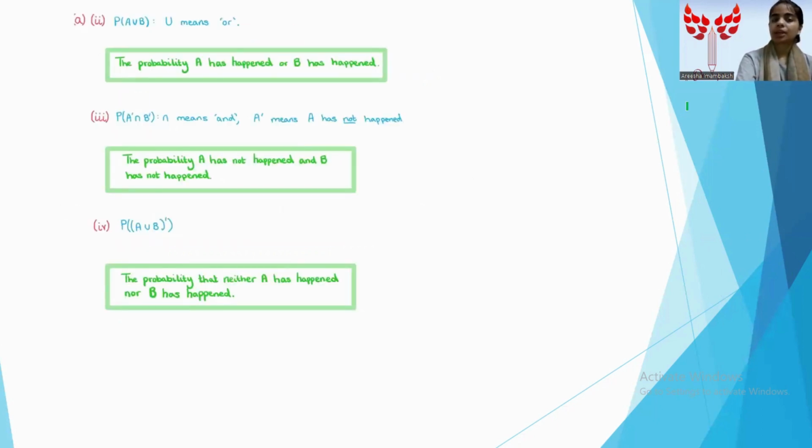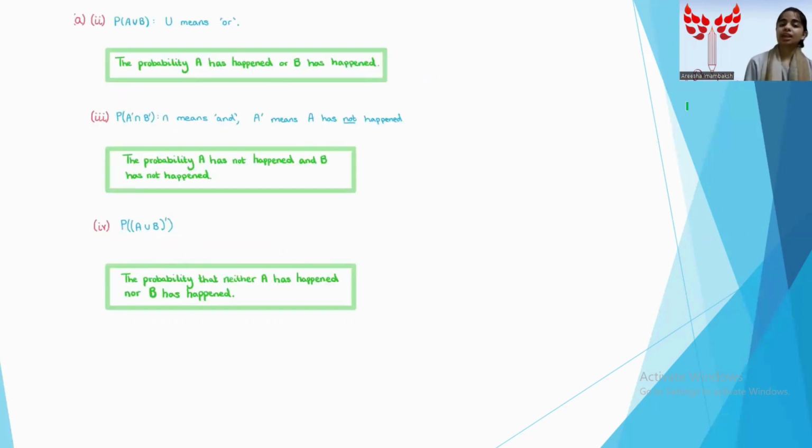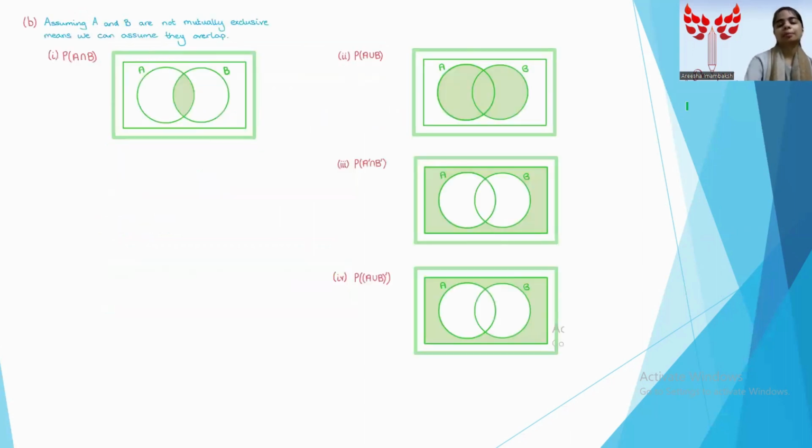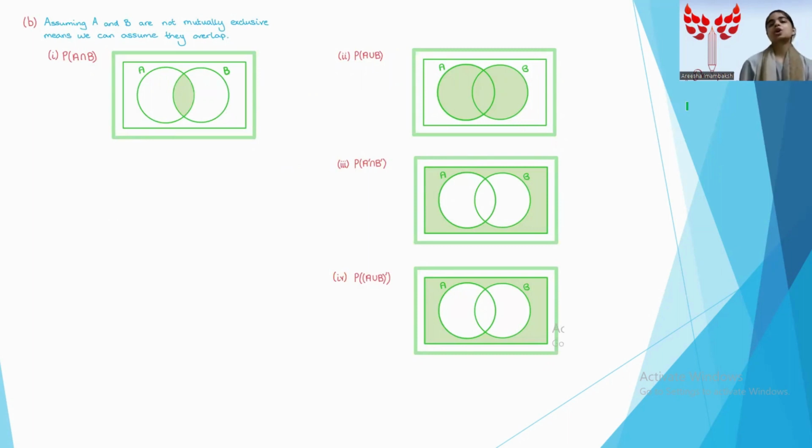Both of the events are complemented, that means not. And this is A union B complement. So this would be the probability that neither A has happened nor B has happened. And if you want to make Venn diagrams, we've just discussed Venn diagrams. You can try that question on your own and check your answers from here.